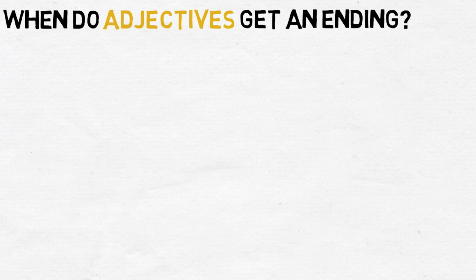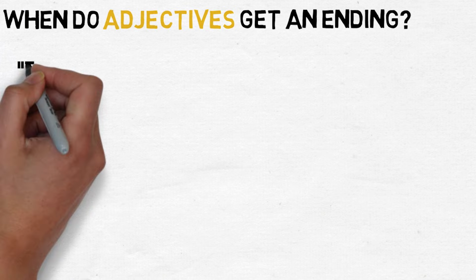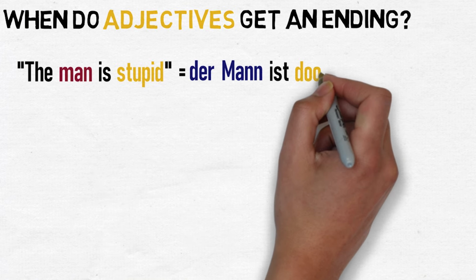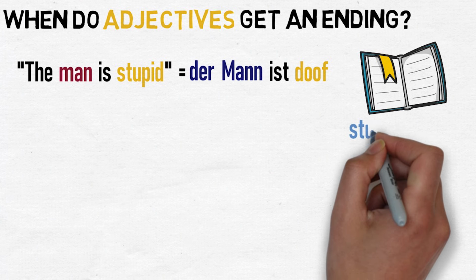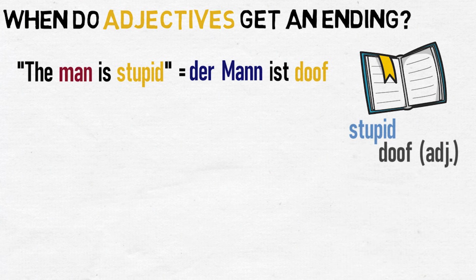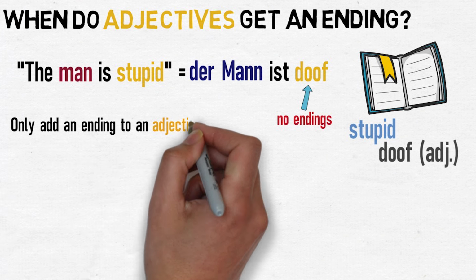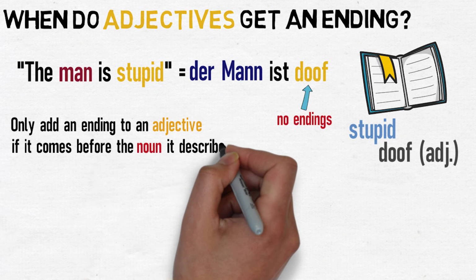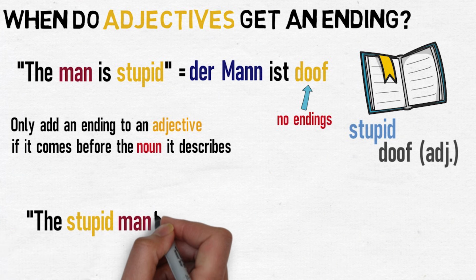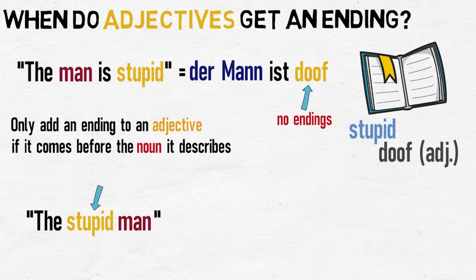Firstly, it's important to understand when a German adjective needs an ending. In German, the sentence, "The man is stupid," would be "Der Mann ist doof." If I looked up the word stupid in a dictionary, it would say doof, A-D-J, adj, or similar, to show me that it's an adjective. As you can see from the example, doof does not have any adjective endings. That's because we only get adjective endings if the adjective comes immediately before the thing or the noun. For example, the stupid man. In German, now the word stupid comes before the word man, it would need an ending.